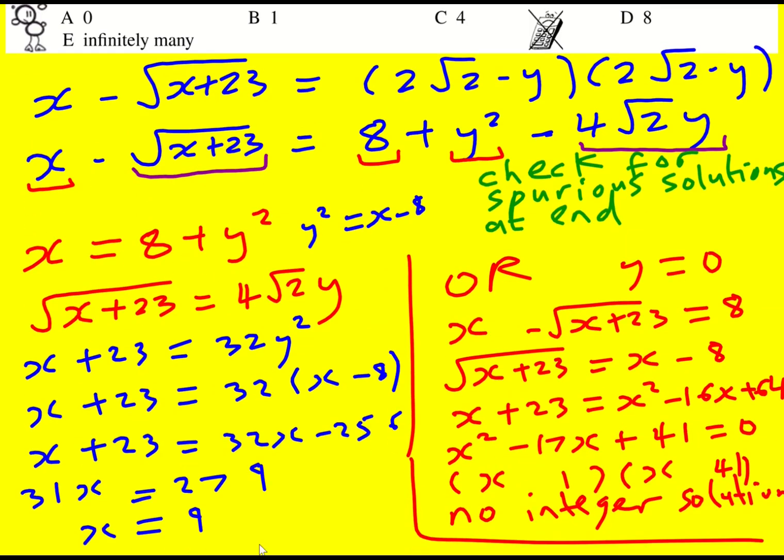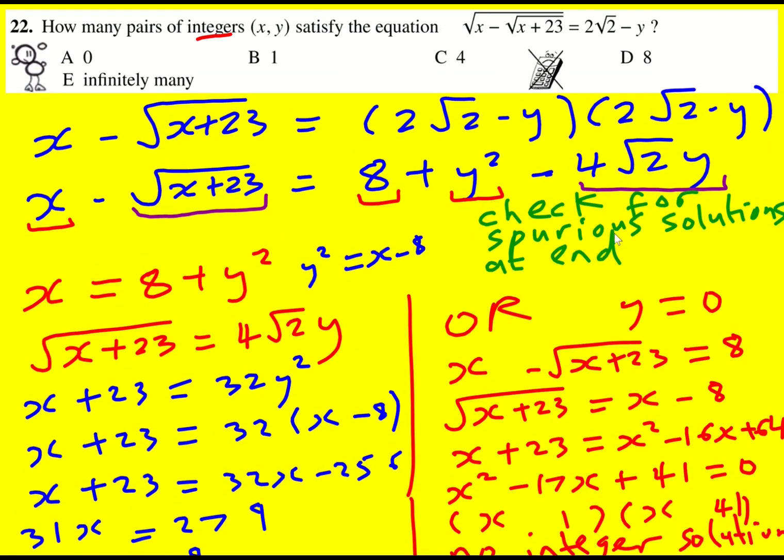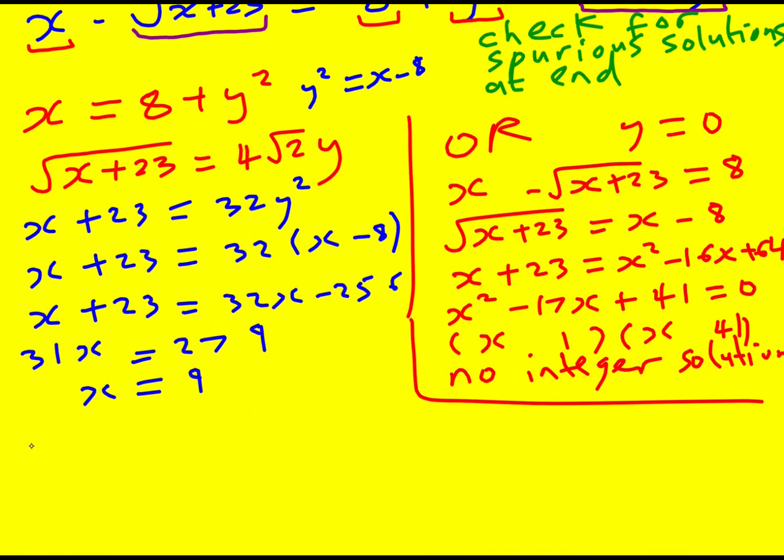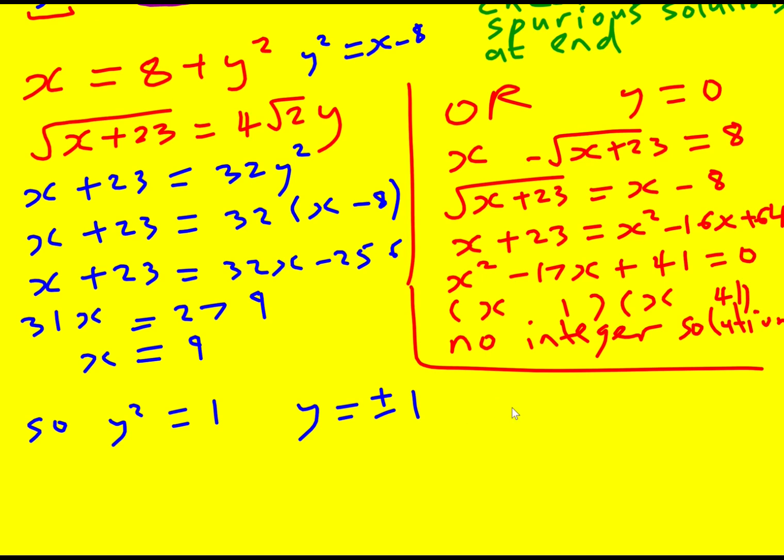Now, the question still remains, is that actually a solution? Because like I said, we had to check for spurious solutions. We've not even found y yet. So now I can return to y squared is equal to x minus 8. So y squared is going to equal 1, and y is going to equal plus or minus 1. So I have these two possible pairs, 9 and 1, or 9 and minus 1.